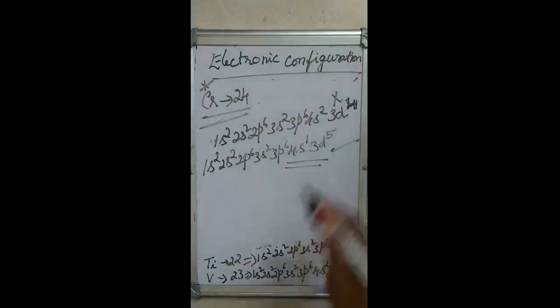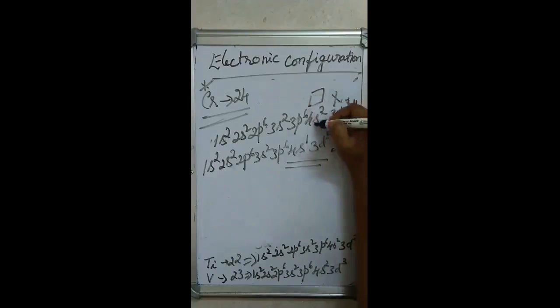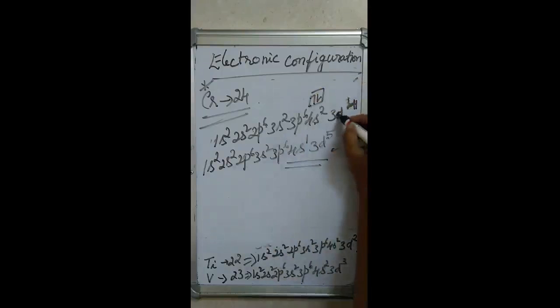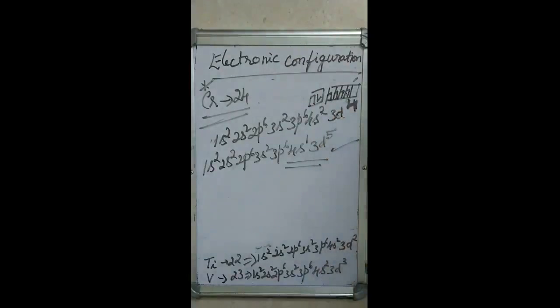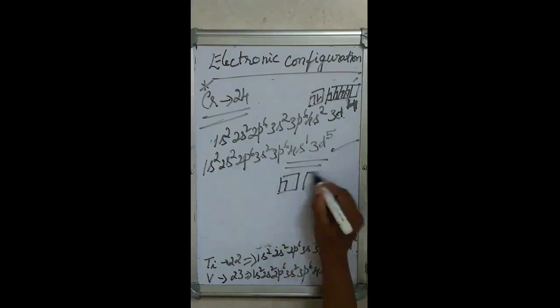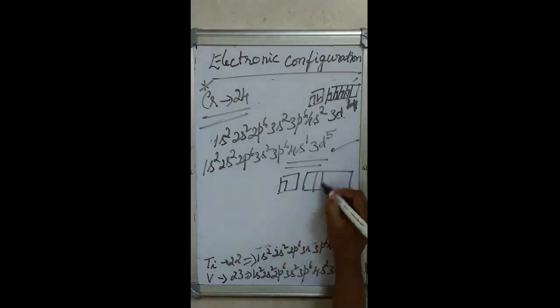I will tell you. Now here, in the box form structure, in 4s, how many electrons should I write? 2 electrons. Now the d orbital has 5 boxes. Now 4 electrons are present, so how to fill? 1, 2, 3, 4. Now here what happens? Here I will write 1 electron, and in d, 5 electrons are present.